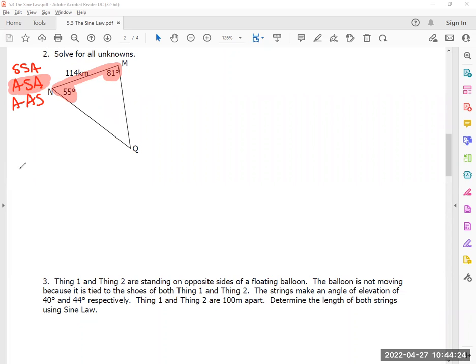Let's do it. I will write here. This is big N, that's little n. This is big M, this is little m. And that's big Q, that must be little q. Angle Q is paired with 114 kilometers. Angle M, 81, is paired with little m, which I don't know. And angle 55 is paired with little n, which I don't know.